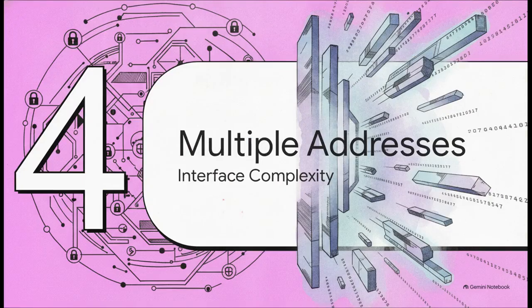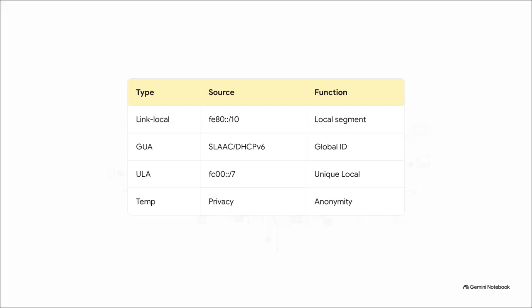All right, Section 4, the multiple address dilemma, dealing with complexity at the interface. Unlike IPv4, where a single interface generally gets just one IP address, a single IPv6 interface hosts a massive array of addresses all at the exact same time. It's kind of like a crowded room.